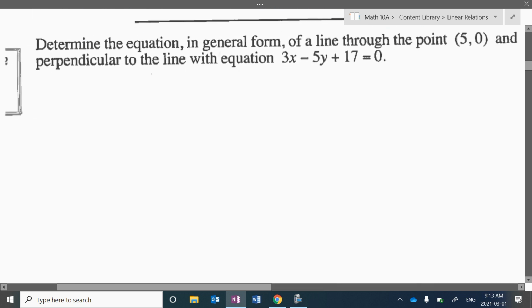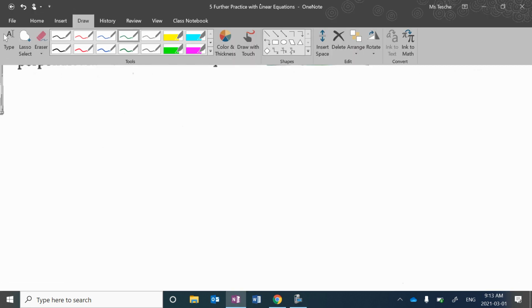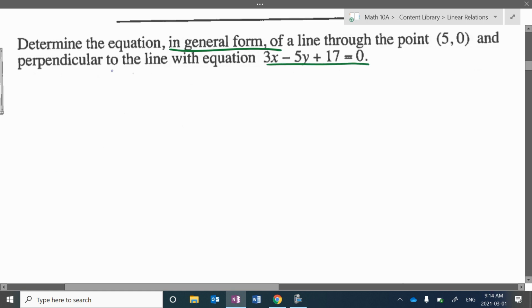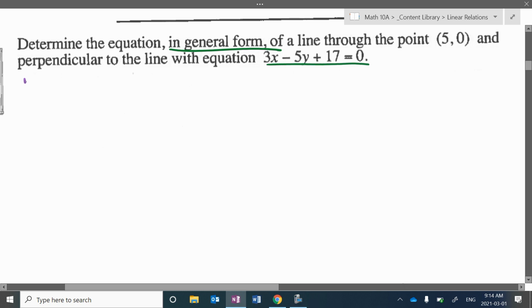Determine the equation in general form again. Annoying. Of a line that passes through a point and is perpendicular to the line with this equation. Questions like this, there are a few ways you can start. I find it easiest to start with slope when you can. Do you have to? No. It's not like a general rule applying for all, but it's kind of a good fail-safe. So how do we find slope from that equation?